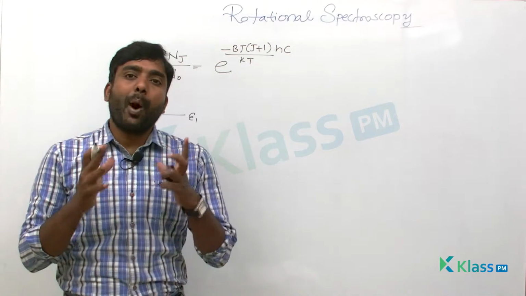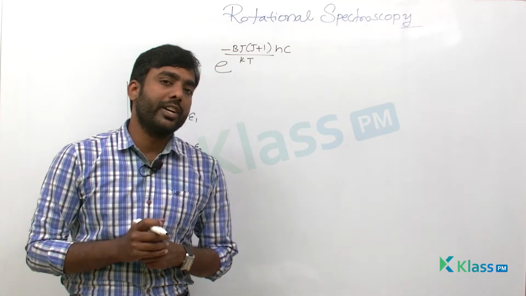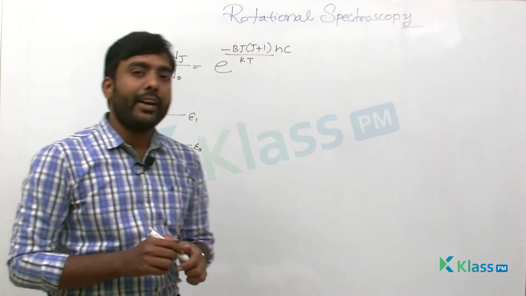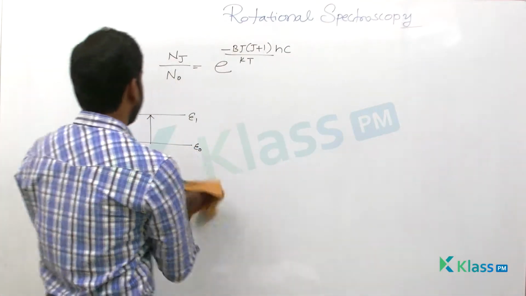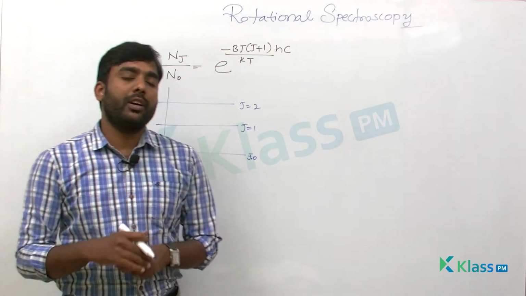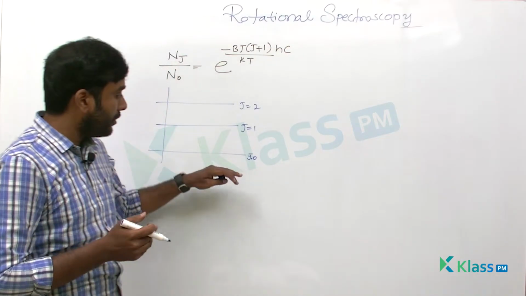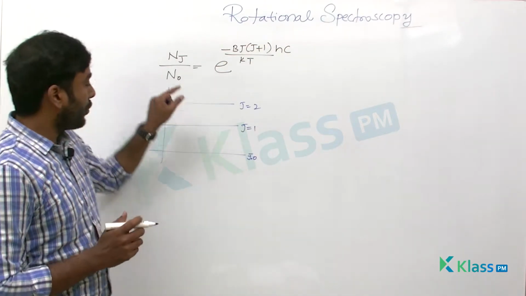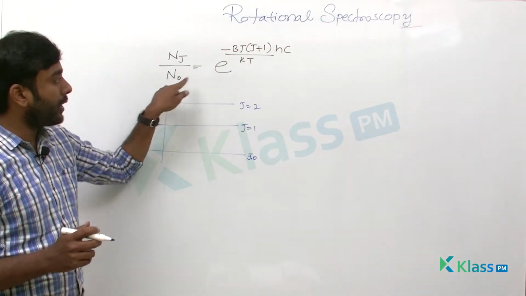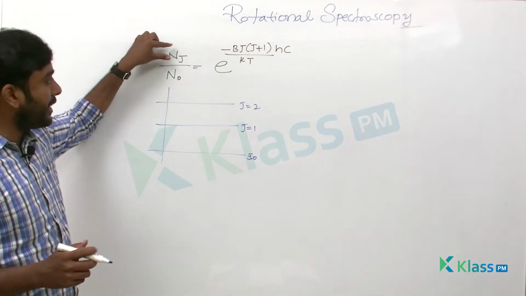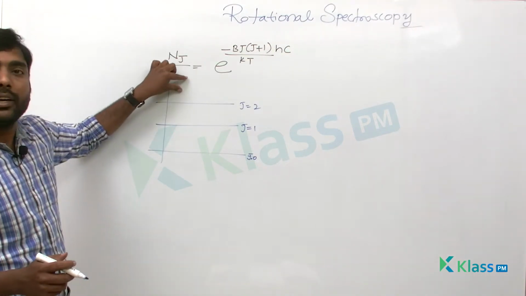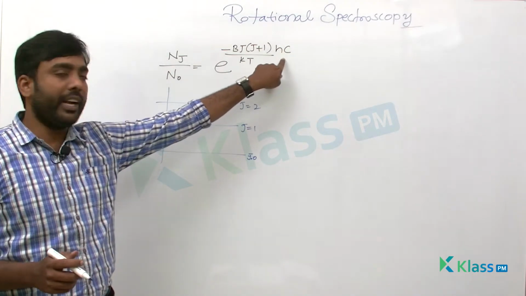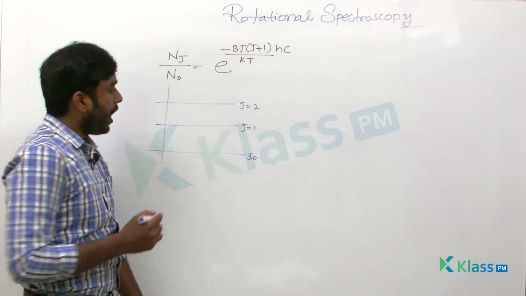Let's calculate the relative population ratio for E0, E1. That is at ground level and at J energy level, the first level, if J is equal to 1. Now we'll calculate the relative population ratio for J is equal to 0 to J is equal to 1 energy levels. We have the formula Nj by N naught, that is number of molecules at J energy level over number of molecules at ground level. And this is a formula I have taken in terms of joules, that's why I added hc here. Let's calculate how it is possible.